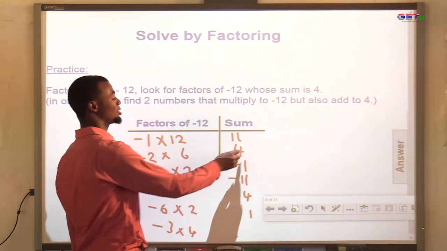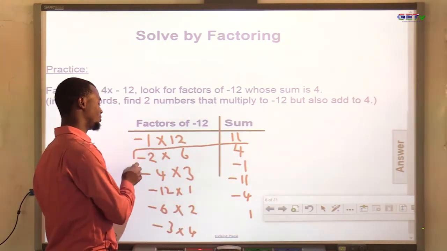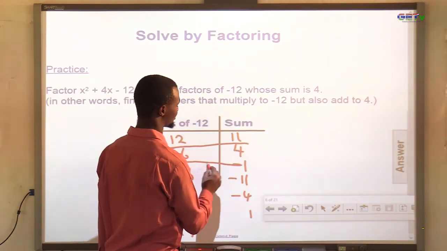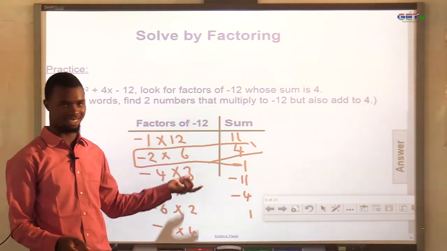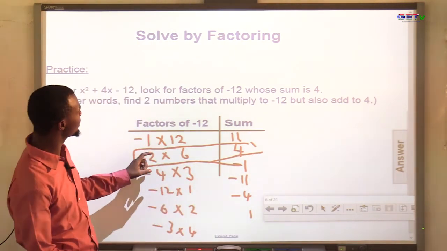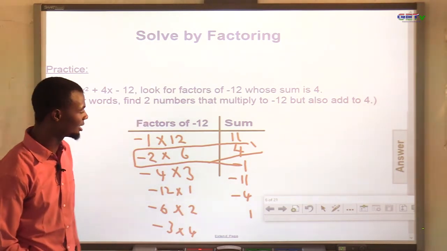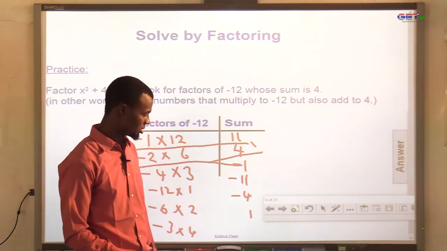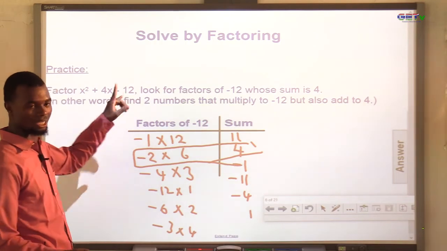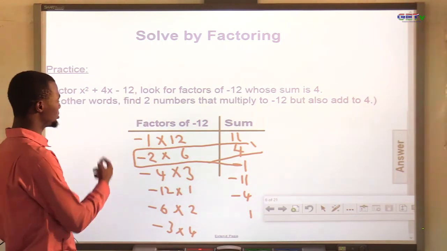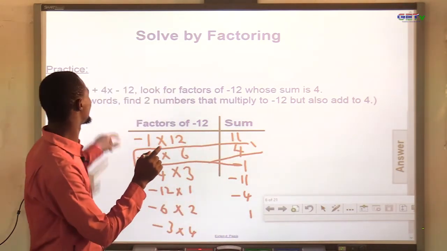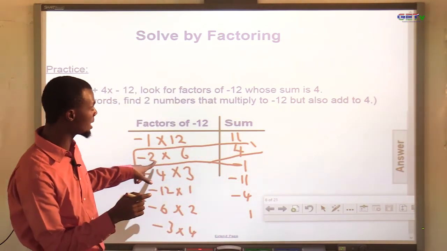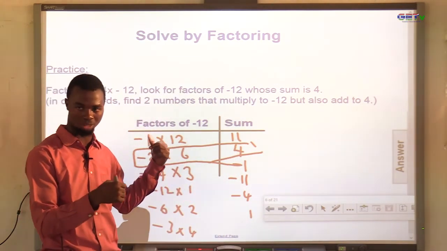So you can see it's only one set of the factors that can give you that. This one here, negative 2 and 6. You take them, put them in the place of b, and you factorize the expression as we factorize the other one. How do we do that? Our b there is 4. We replace it with negative 2 and positive 6 at that spot.